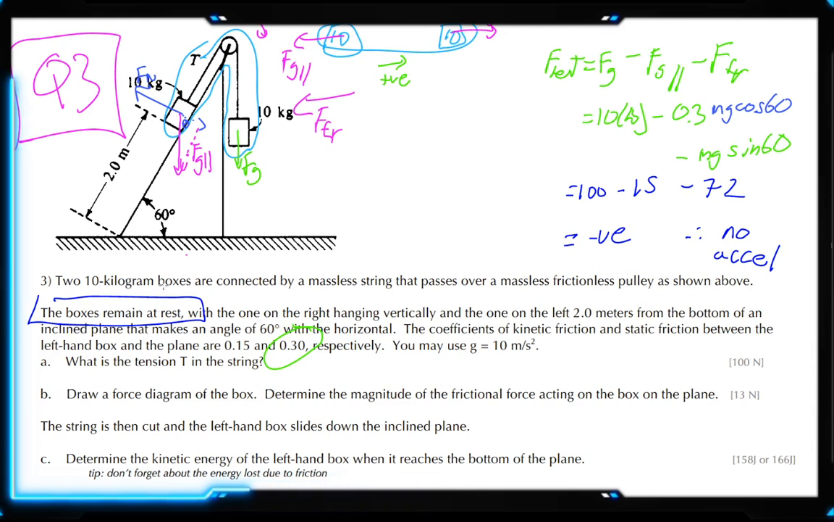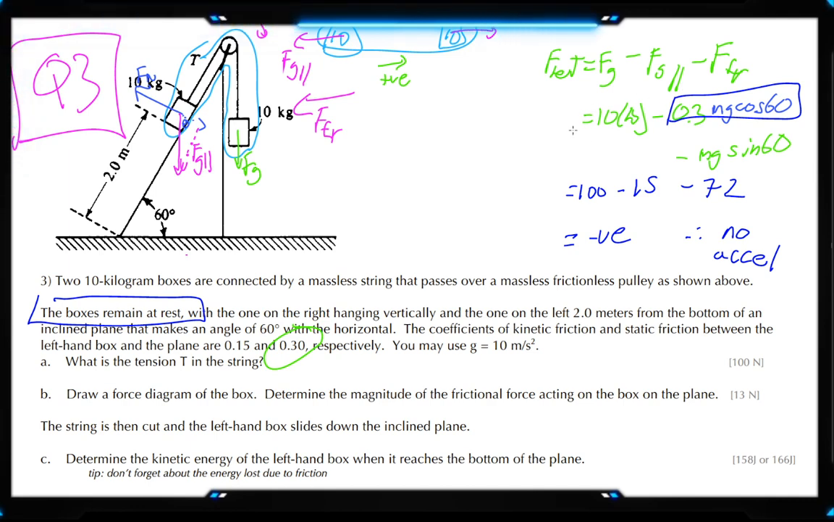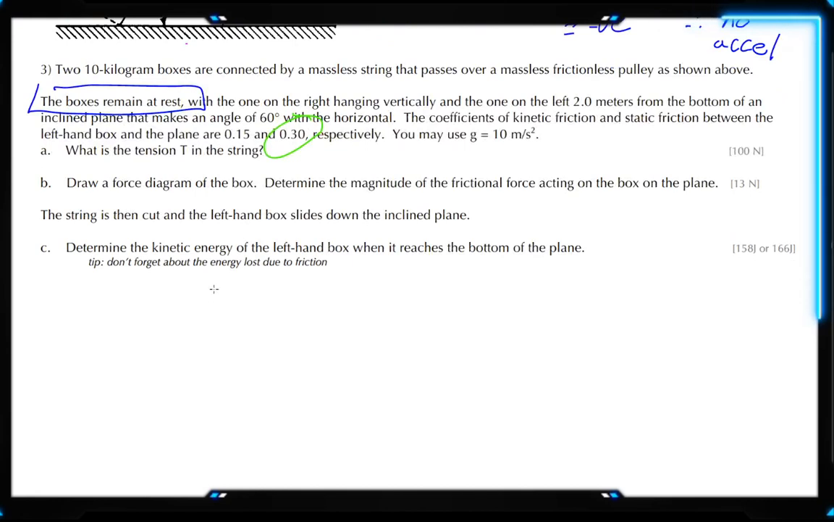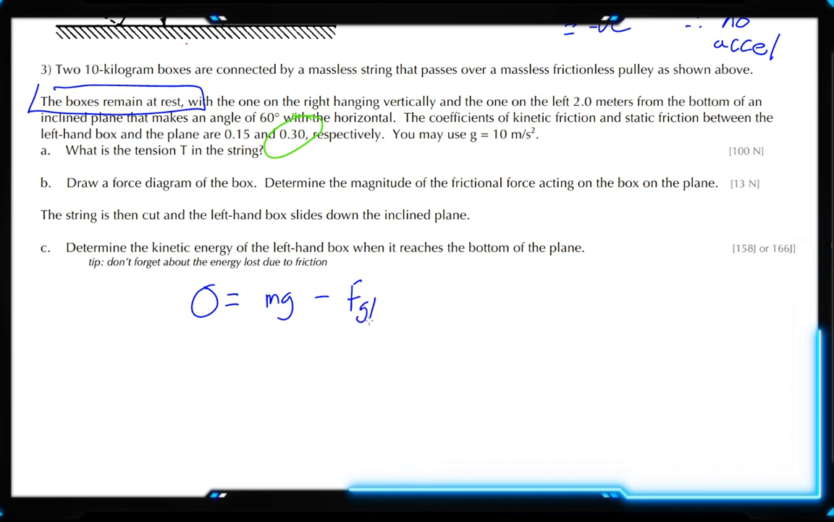How about the friction force? Well, the friction force then won't be this big, will it? The friction force is going to be just enough to balance everything else out when the net force is 0. So we'll do a little bit of rearranging here. Net force is now 0. The forces are still going to be the gravity force minus the Fg parallel minus the friction force.